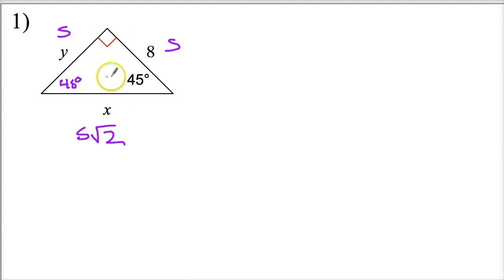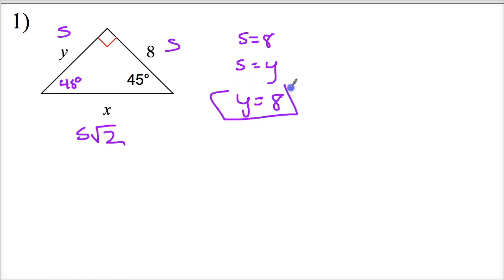So to find the values, all we need to do now is say, well, if this is side and it's also 8, we can say that s is equal to 8. This tells us that s is equal to y, so y is equal to 8. So that's our first part. Pretty easy. And you could just say these are the same, so it's 8. Whatever you want to do.